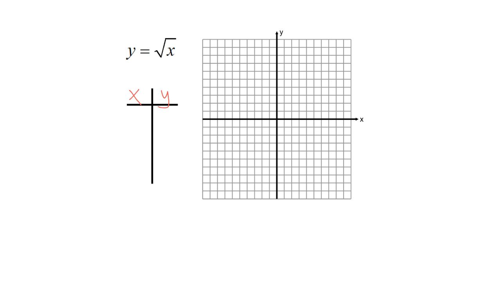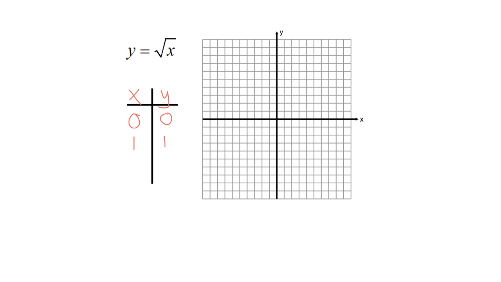So let's start by putting in a 0 for x. And typically that's sometimes what we do. So when we put a 0 in here for x, we have to think about what's the square root of 0, and the square root of 0 is 0. So 0, 0 is our first point. Now, what if we put in a 1? Well, then we take the square root of 1, which we know is 1, because 1 times 1 is 1.